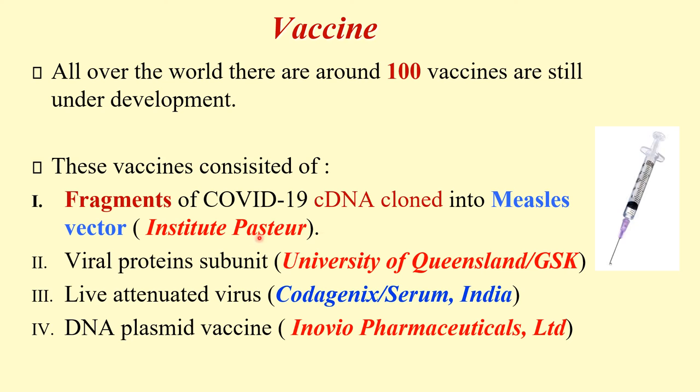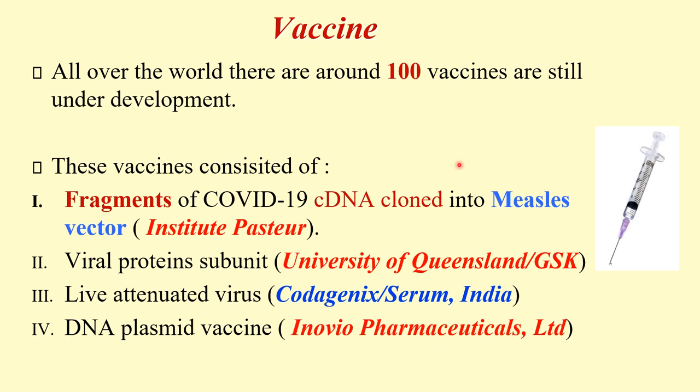This research work is conducted at the Institut Pasteur in France. Another group is using coronavirus COVID-19 viral protein subunits as a potential future vaccine, and this work is carried out at the University of Queensland. Some groups are trying to use a live attenuated vaccine, and this work is carried out by Pathogenic and Serum, which are Indian drug companies. Another type of vaccine is a DNA plasmid vaccine, which is still under development by a company called Inovio Pharmaceuticals.